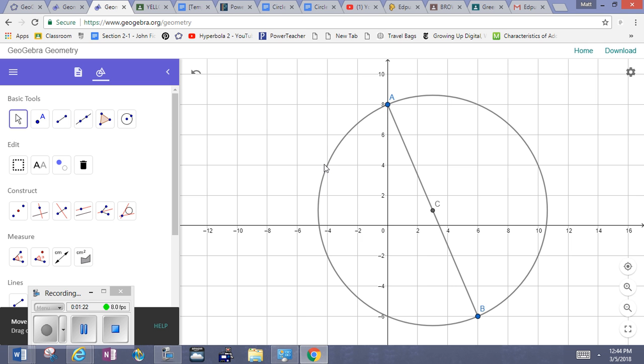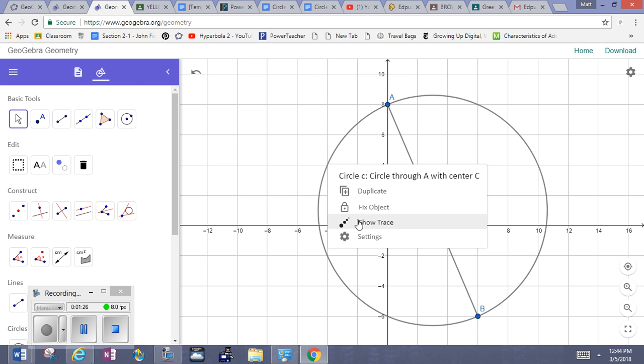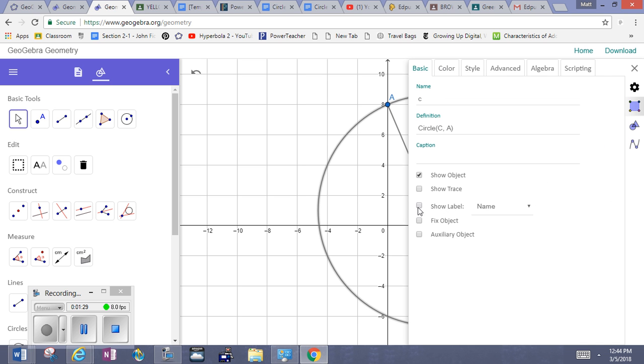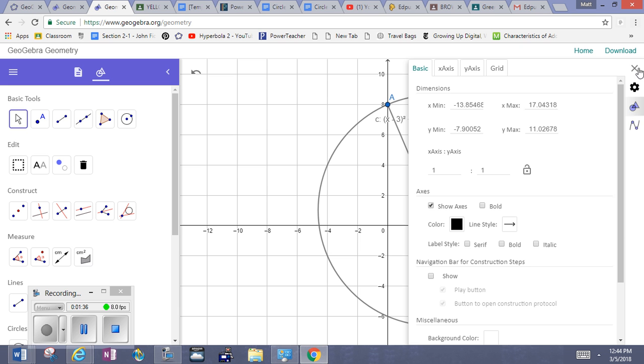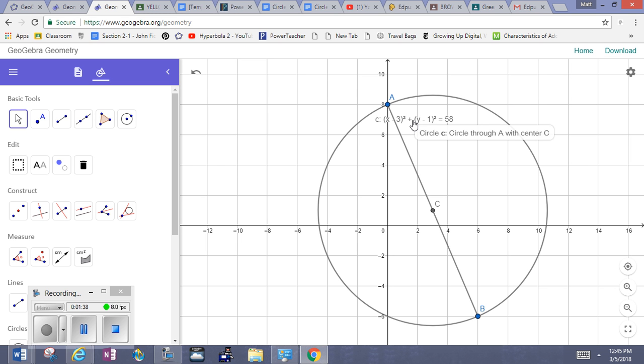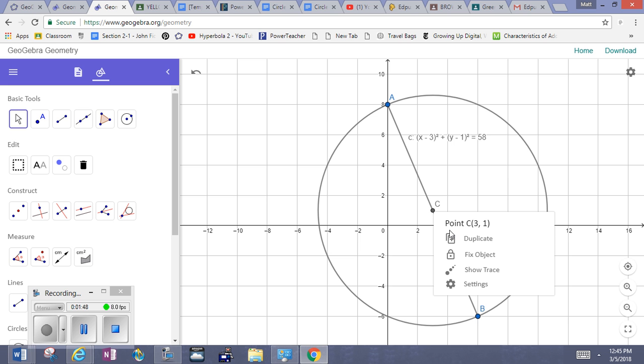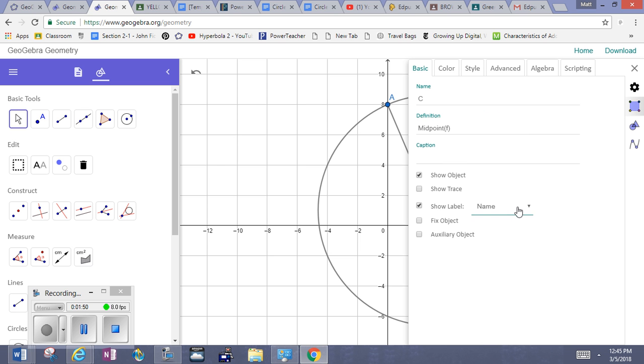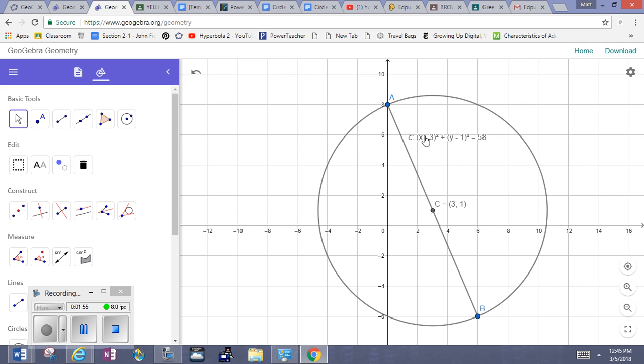And ask GeoGebra what this equation is. So again, I come over here, show label, show the value, and it tells me right here that the equation of that circle is (x - 3)^2 + (y - 1)^2 = 58. So that confirms the fact that this point, (3, 1), is our center point, okay? So that's confirmed, because that's in the equation.